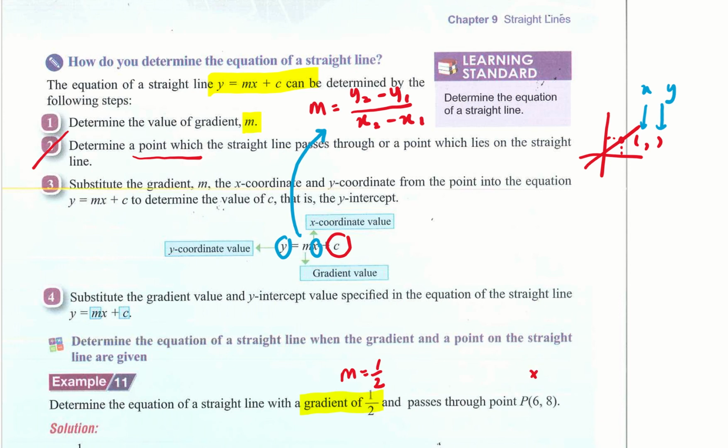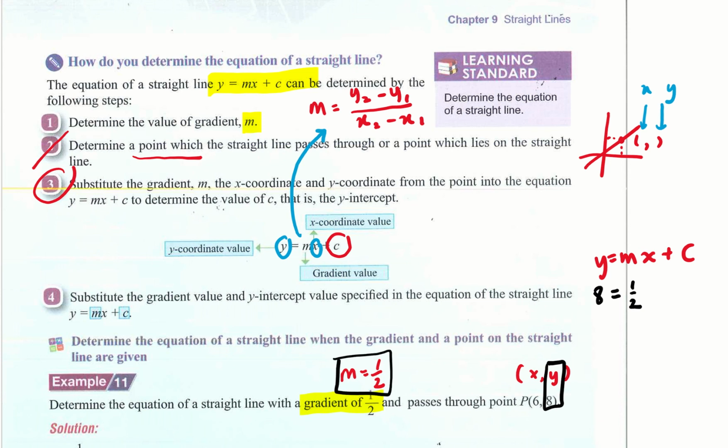So this is x and y. What we need to do here is, at number 3, substitute the gradient and the coordinate into the equation. We know that y equals mx plus c. So our y here is 8, equal to m, which is 1 over 2, times x, which is 6, plus c.